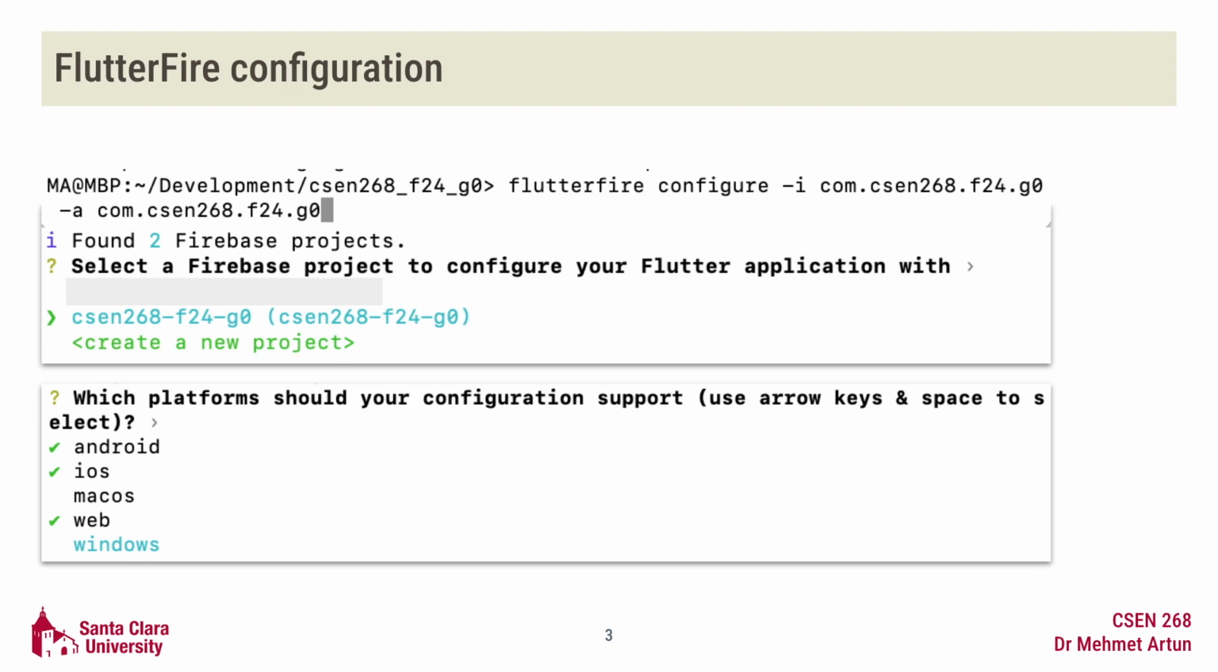The -i is the iOS bundle ID, and -a is the Android, what do they call it? It's not the application ID or whatever. It's the Android package name. Bundle ID and package name. And then hit enter. We're going to have some errors later, but I'm going to show you how to fix them.